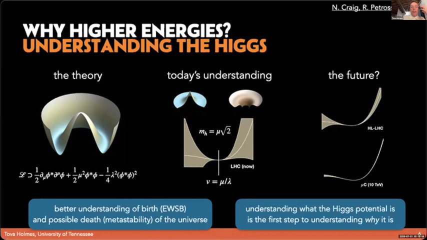Encoded in the left-hand side of them is a better understanding of electroweak symmetry breaking and therefore the birth of the universe, possibly. And on the right-hand side is the potential metastability of the universe, the possibility that we could tunnel to a new state in this vacuum. And so I would describe that as the possible death of the universe. So these are intrinsically, I would say, interesting error bars to work down. And then more generally, I'd say that understanding what the Higgs potential is is the first step to understanding why it is.